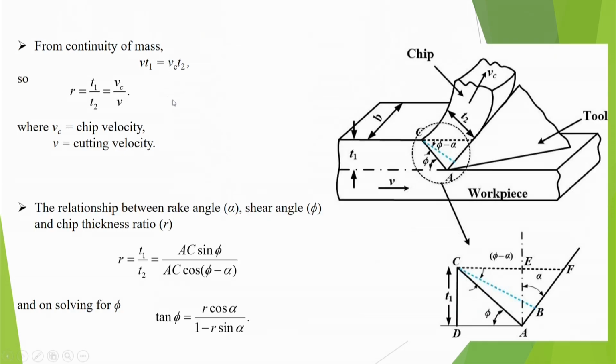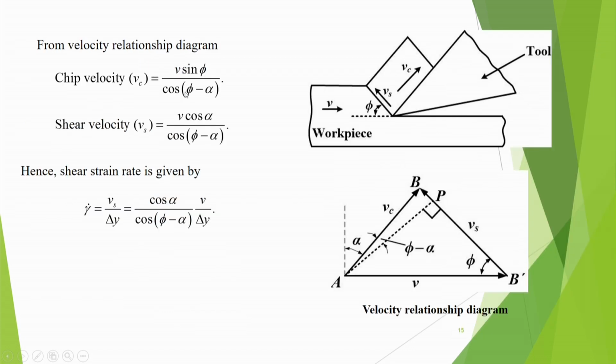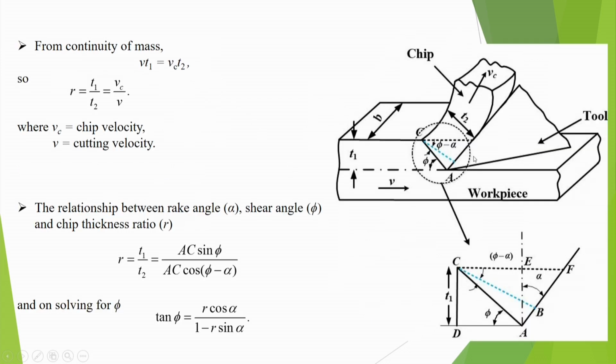From the continuity of mass, v t 1 is equal to v c t 2; that we can do because in the width direction the chip is not spreading. So we get V T 1 equal to V C T 2, and the cutting ratio r is T 1 by T 2. So the cutting ratio is basically V C by V, where V C is the chip velocity and V is the cutting velocity. At most the cutting ratio can be equal to 1, so V C can at most be equal to V. The relationship between rake angle alpha, shear angle phi and chip thickness ratio r is already known to you: r is equal to T 1 by T 2, and this is A C sin phi divided by A C cos of phi minus alpha from this figure.